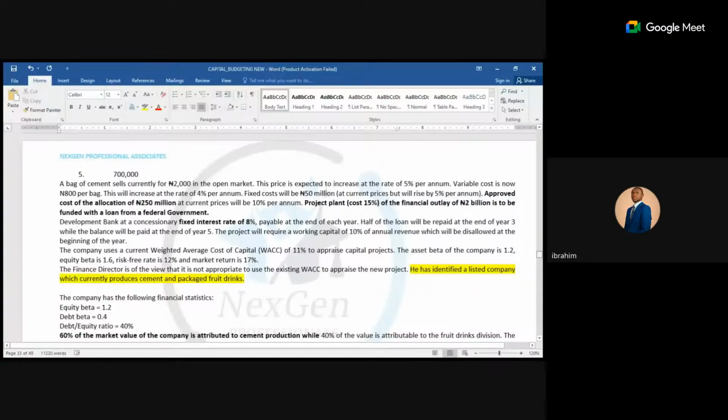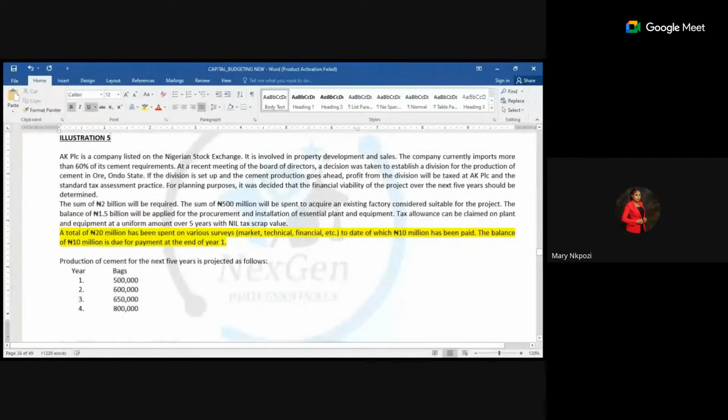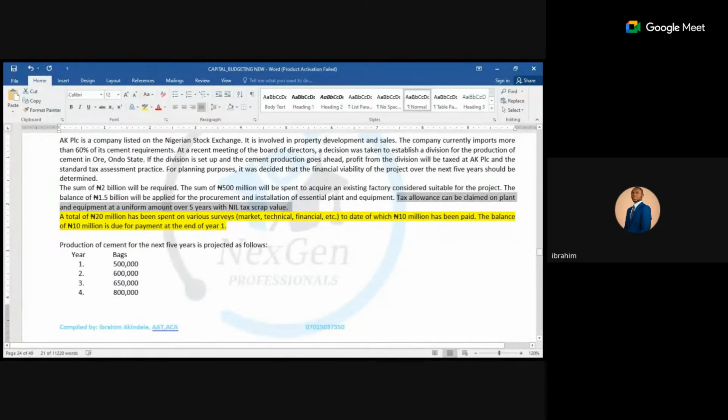Where is it? Second paragraph. Okay, tax can be claimed at a uniform rate. That is straight line method. Is that not so? Class, please take note. Thank you so much.